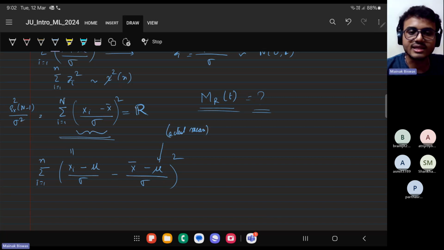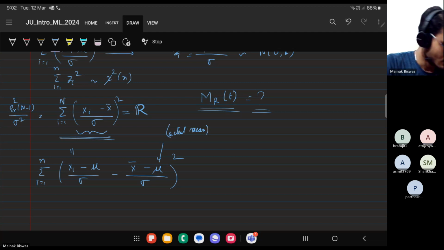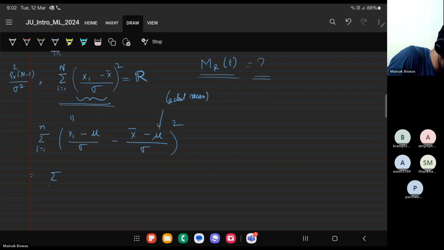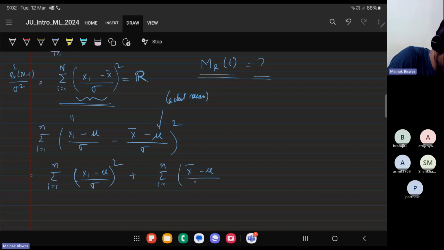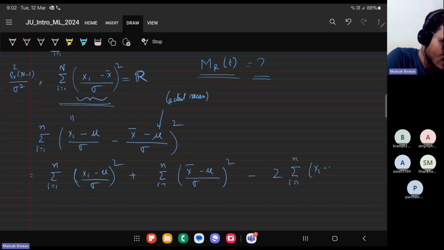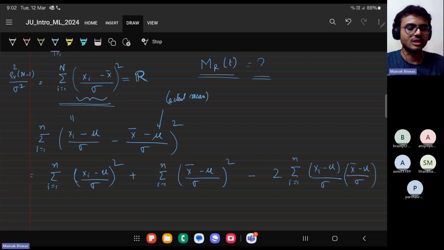Any doubts? This is the step. After that, it's all algebra. Is this step clear? So now what will I write this as? Summation of i equal to 1 to n of (xi minus mu) by sigma whole square, plus summation of i equal to 1 to n of (x bar minus mu) by sigma whole square, minus 2 into summation of i equal to 1 to n of (xi minus mu) by sigma into (x bar minus mu) by sigma. Okay?